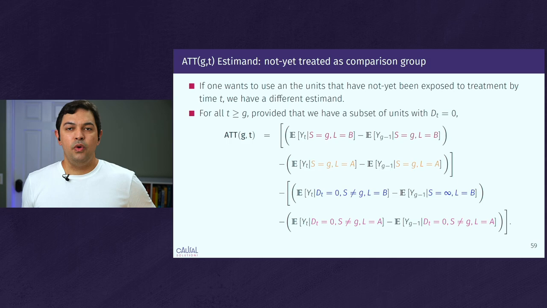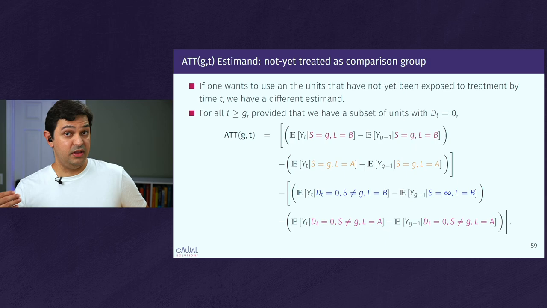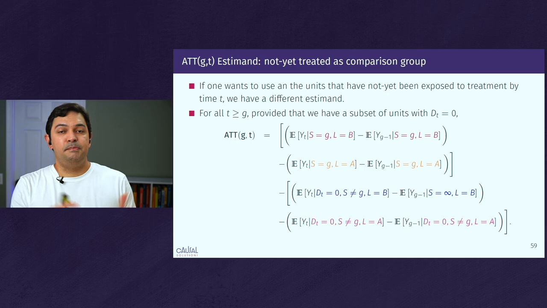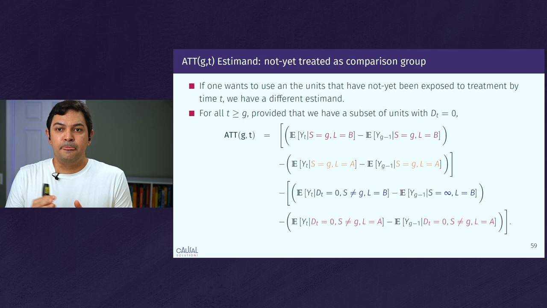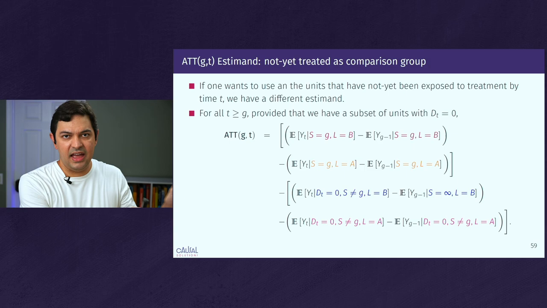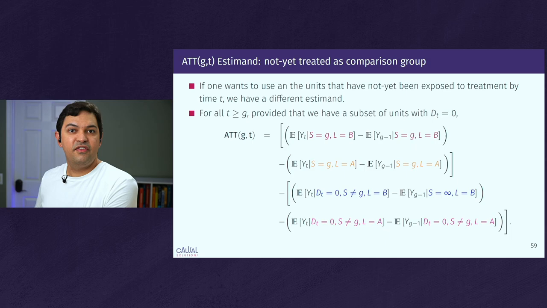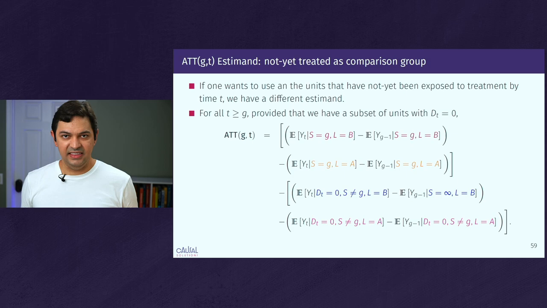Now, if I want to use the not yet treated units as the comparison group, I can do something similar. So I'm going to get the data. Still, I'm going to split the data into two groups: states which passed the law for the first time in period G, and states which have not yet passed the law as of time T. Do a DID among states which passed the law in period G, and another among states who have not yet passed the law, subtract one from the other, and I get my estimate for the ATT(g,t)s. This is all valid, and this works well if I do not have covariates.